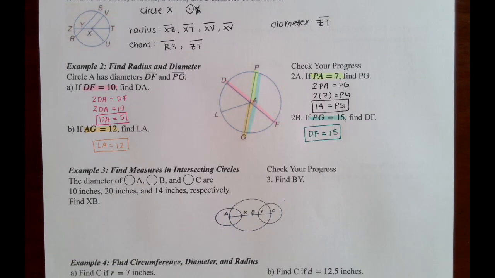Okay, so for 2A, PG is 14, and for 2B, DF is 15. If you got that right, you can move on to the next example. If not, here is your explanation.